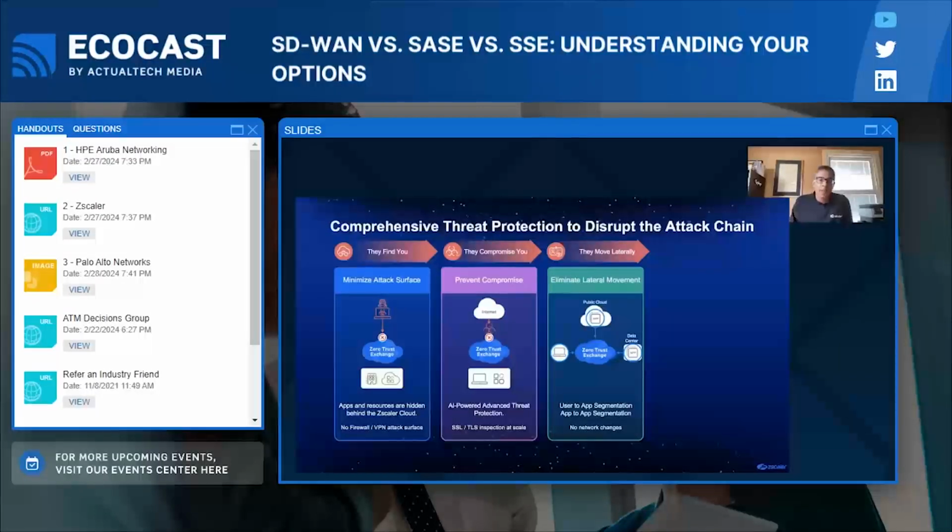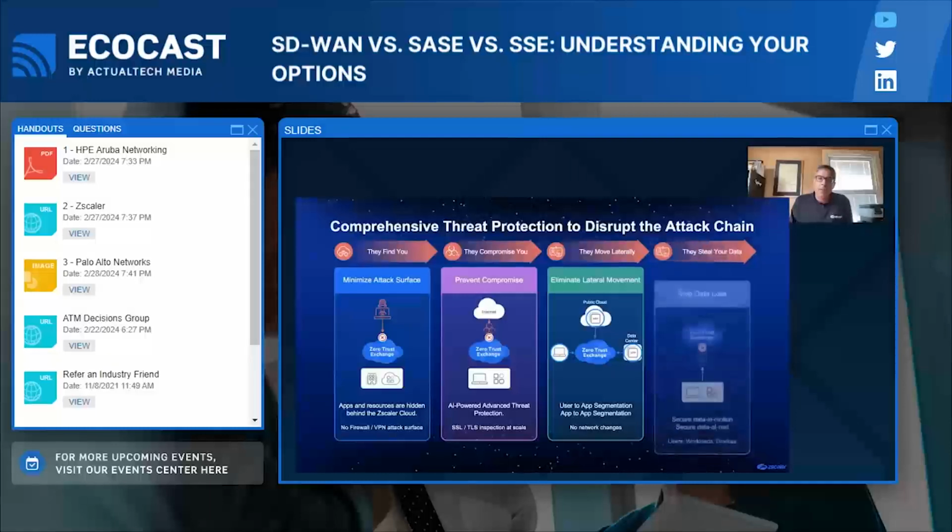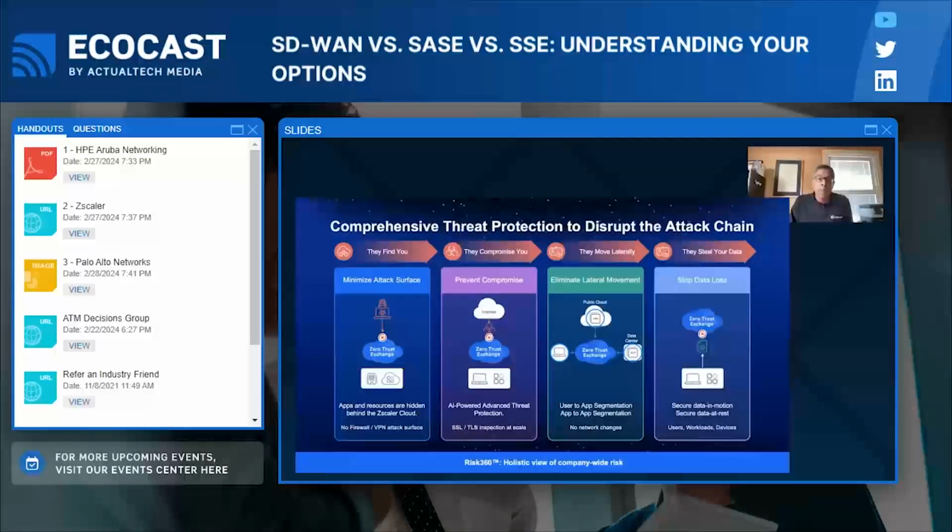And all of this is done kind of via overlay. So there's really no network changes required. These are all overlays that are built on top of the existing network. It's quite network agnostic. And then finally, the last step obviously is prevent data loss. And ultimately, if you're doing that level of inspection, making sure nothing bad is coming in, you can do a similar thing for making sure nothing bad is going out or nothing sensitive is going out. And that's where you can secure the data in motion and through API secure data at rest as well.